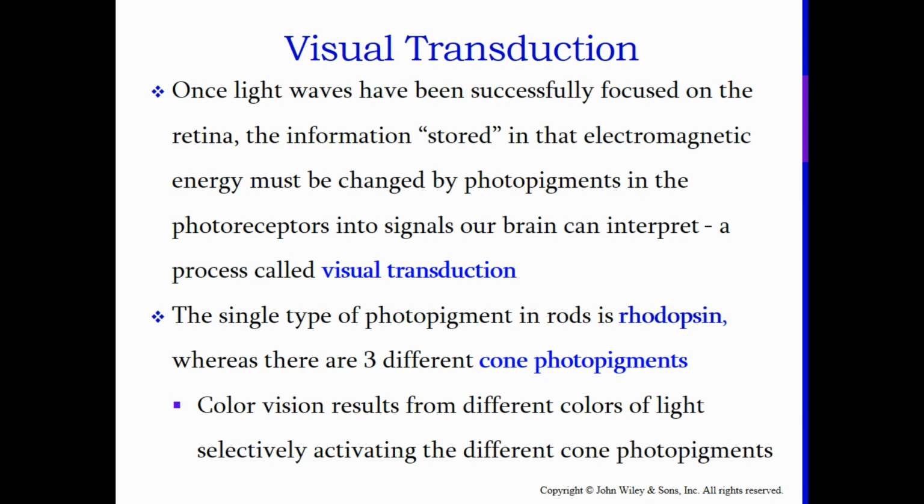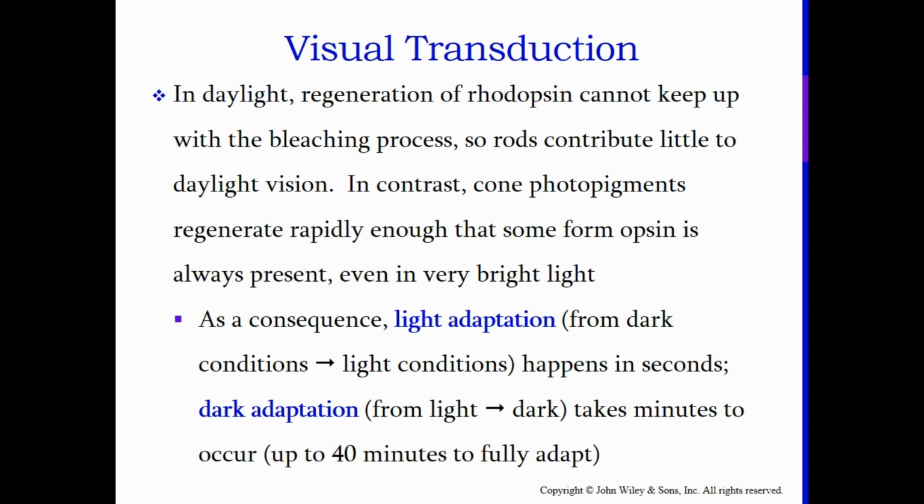The single type of photopigment in rods is called rhodopsin, whereas the three different kinds of cone pigments, and again, those three different kinds of pigments in the cone are going to be sensitive to red, blue, and green. Okay, color vision results from different colors of light selectively activating the different cones' photopigments, and we can see many different shades and varieties of colors, and it all depends on the concentration of these three cones and what concentration they are stimulated.